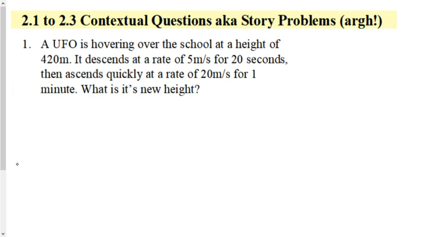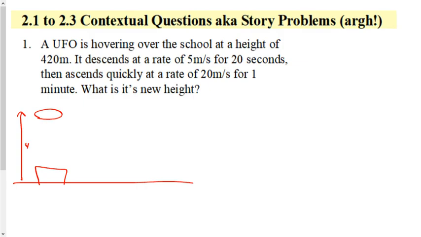Okay, here we go. Last ones are your story problems. A UFO is hovering over a school. First thing you do, draw a school and a UFO. At a height of 420 meters, so I'm going to put an arrow here and put 420 meters. It descends at a rate of 5 meters per second for 20 seconds.